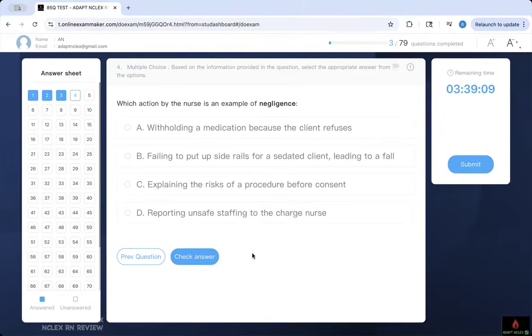As you can see, we change area. Question 4 teaches something else. This is management of care. And that's what we continue. Which action by the nurse is an example of negligence? You have to know the definition of negligence. Withholding a medication because the client refuses it. What do you think? Failing to put on side rails for sedated client leading to a fall, explaining the risks of procedure before consent, reporting unsafe staffing to the charge nurse.